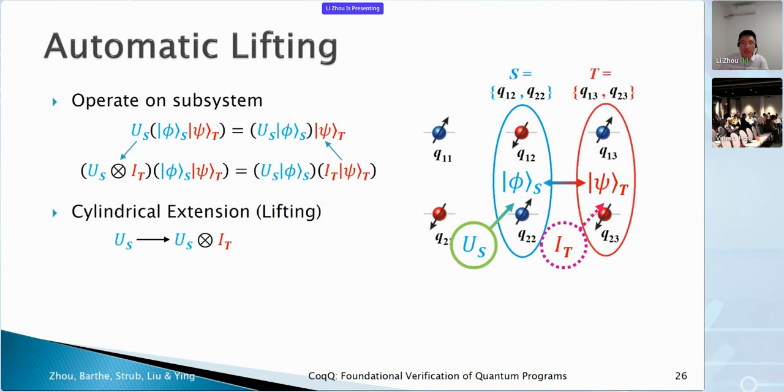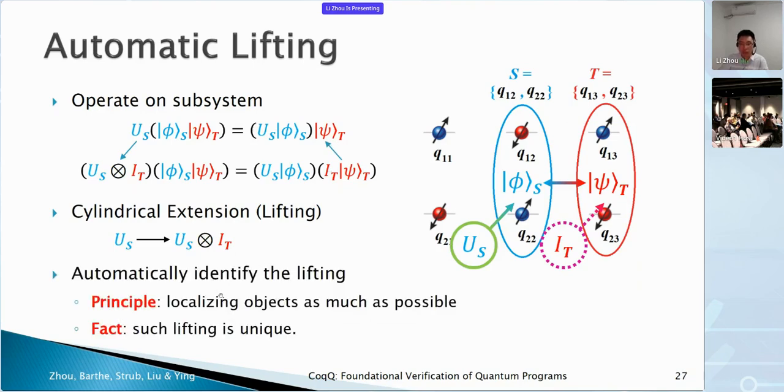Another important feature is the localization. Suppose we apply a unitary transformation U on the subsystem S and consider the state evolution of the composite system ST. To model this, we need first lift US to US tensor identity on T, the operator acting on the subsystem ST, and then apply it to the state. Instead of explicitly writing out the cylindrical extensions of US, we might simply write US before the composition of the state. By identifying that US only acts on S, we write it into the right-hand side and leave psi t unchanged.